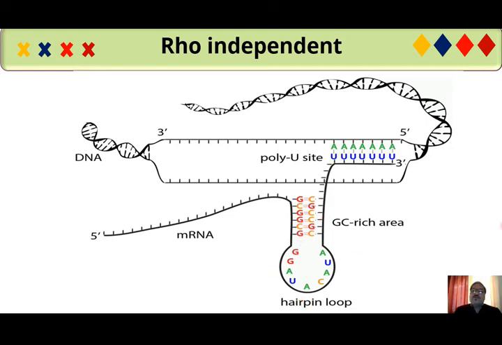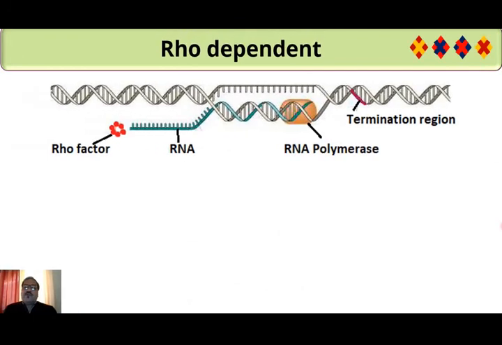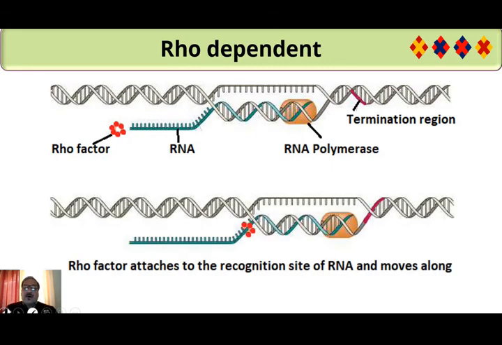Now in case of rho dependent type of termination, there is this rho factor. The rho factor is a hexamer ring-shaped single-stranded binding ATPase protein. So, as this mRNA is synthesized, the rho factor attaches to the recognition site of the mRNA and moves along it.